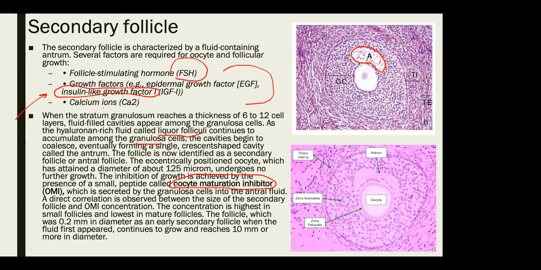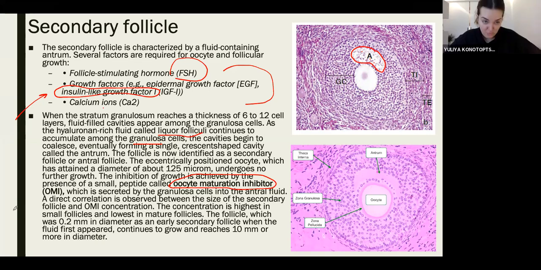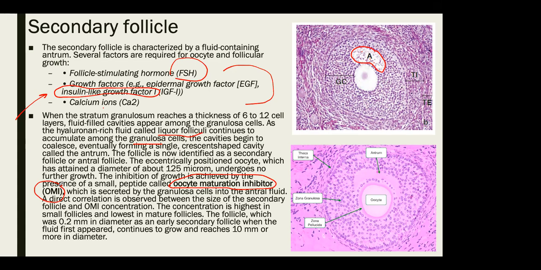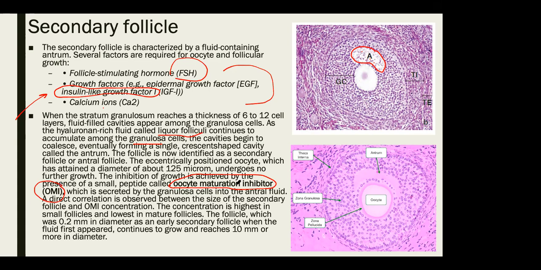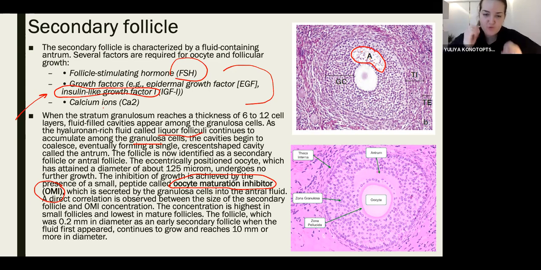Is it OMI? It's OMI, yeah, but what's its job? To inhibit the oocyte from maturation? Be more specific, because that's what it means. Oocyte maturation inhibitor. Well, so I mean, you can get this information from the division. That's what maturation is. So you have to be more specific.